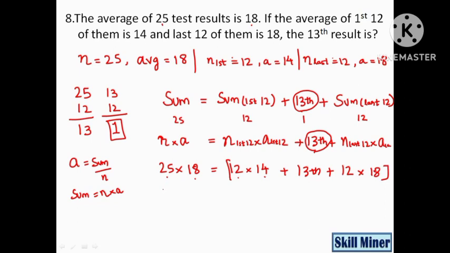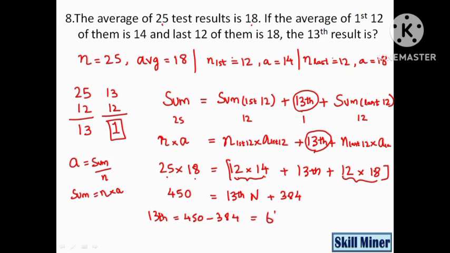25 into 18 will give me the value 450. The 13th number, on solving these two, I will get the value 384. So the 13th number will be 450 minus 384. It will give me the answer 66. 66 is my answer.